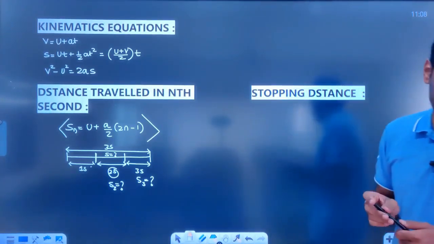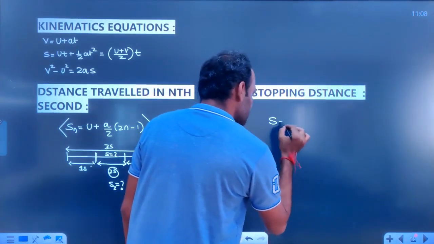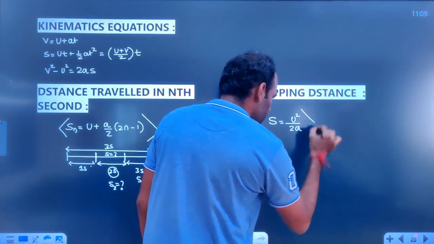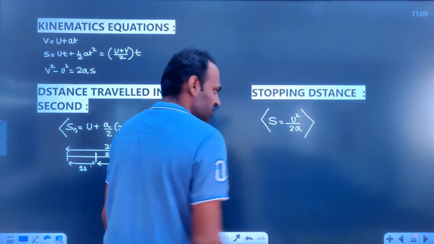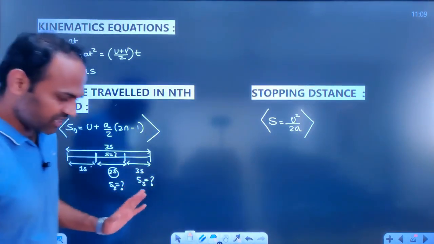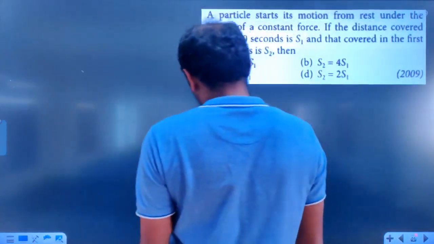stopping distance anta karitarre. And that stopping distance is calculated by using the formula S equal to U square by 2A. This is the formula to calculate stopping distance. Right? Okay, so we got to know these many formulas here. Okay, next, let us see some objectives on this.